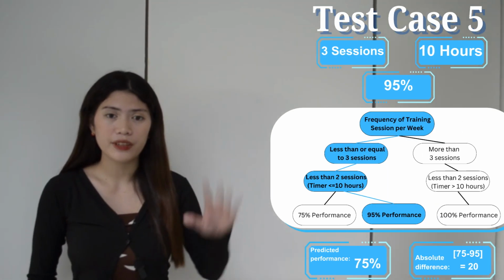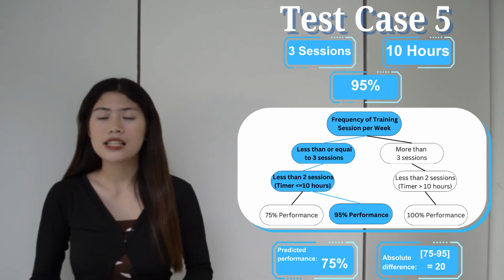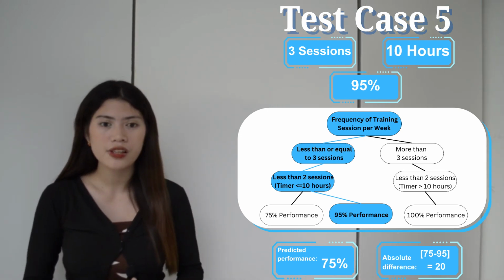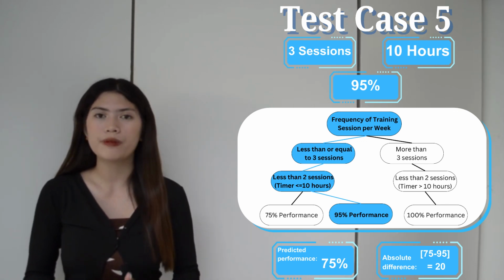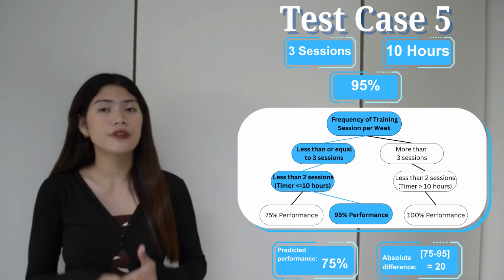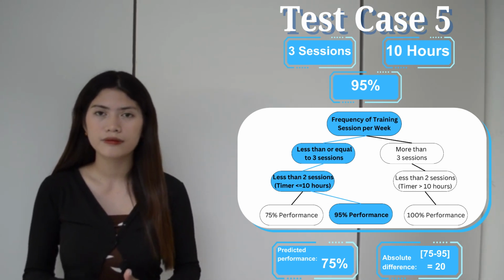Test case 5. According to the decision tree, the dataset has a frequency of 3 sessions and time of 10 hours and a performance of 95%, the expected performance is 75%, and the predicted decision is 75 minus 95. The absolute difference is 20.